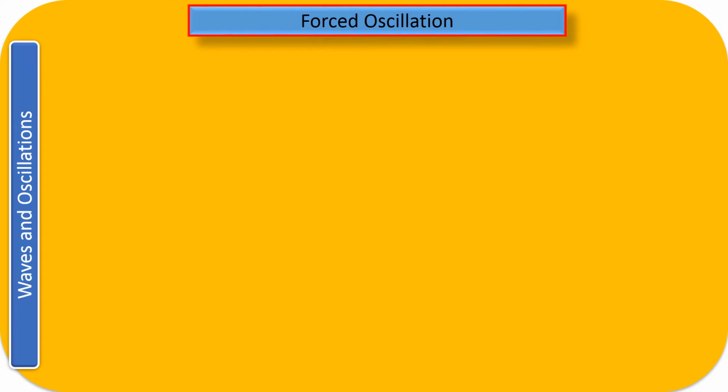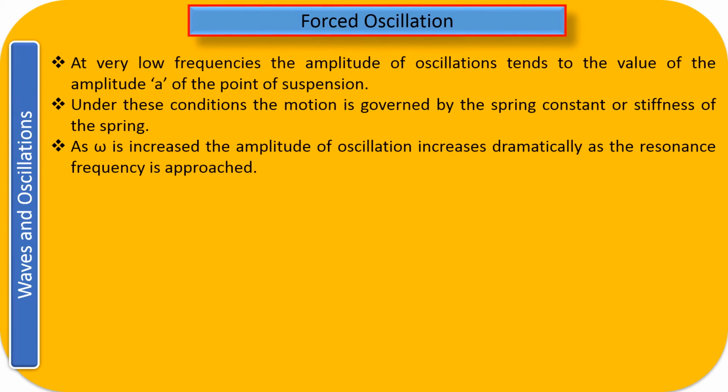Before we go to the solution of the differential equation, let us see what is going to happen if you oscillate with a different external frequency. At very low frequency, the amplitude of the oscillations tends to the value of the amplitude A of the point of suspension. What does it mean? Here this was your spring, and from here you have your spring like this, and here you have attached the mass. This part you are taking up and down with your angular frequency, A cos ωt.